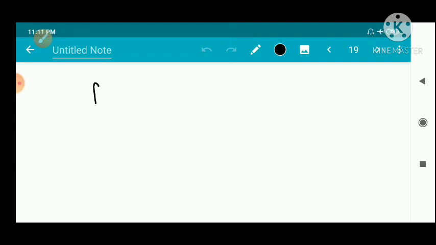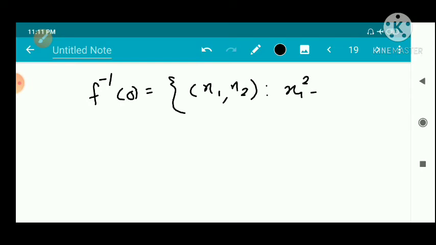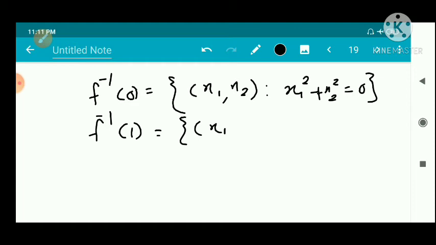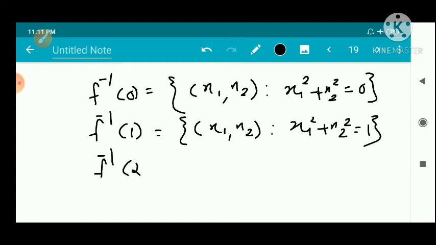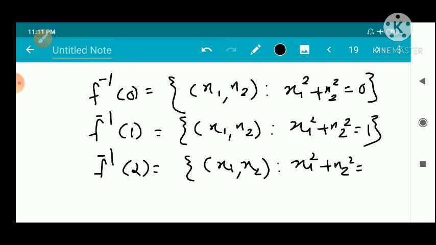So f inverse of 0 is the set of all x1, x2 such that x1 square plus x2 square equal to 0. F inverse of 1 equal to the set of all x1, x2 such that x1 square plus x2 square equal to 1. F inverse of 2 equal to the set of all x1, x2 such that x1 square plus x2 square equal to 2. That is, these are the level sets.